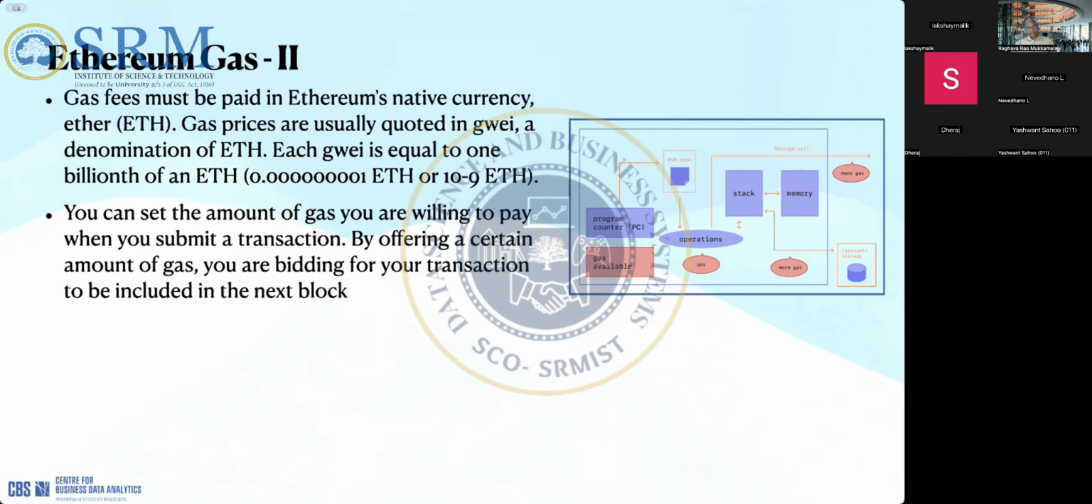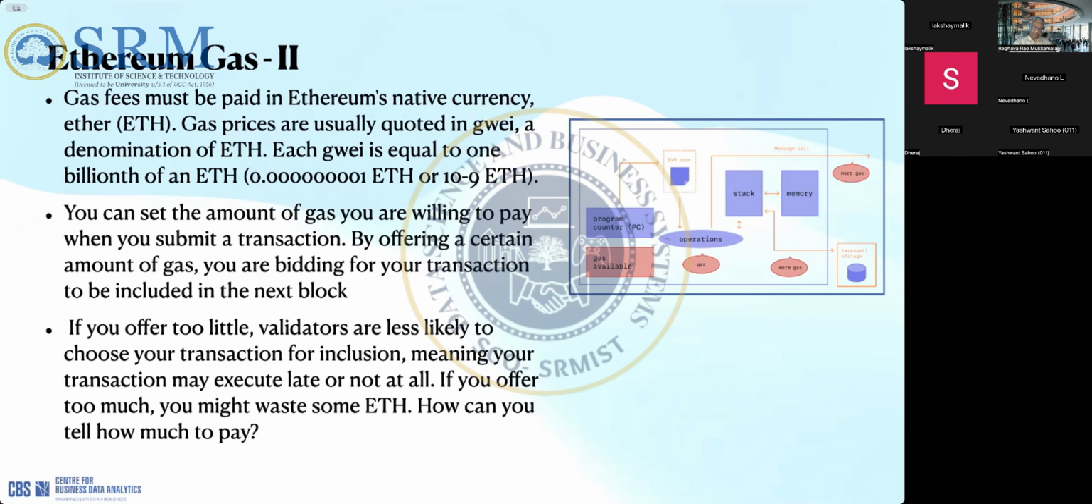And you can also set the amount of gas you are willing to pay for a transaction when you submit. That means you say, okay, this is the maximum amount of gas I can pay at most for this transaction. The miners will look into the transaction, how much you have paid, and then they will execute it. And if the transaction consumes a lesser amount, the remainder will be returned to you, right?